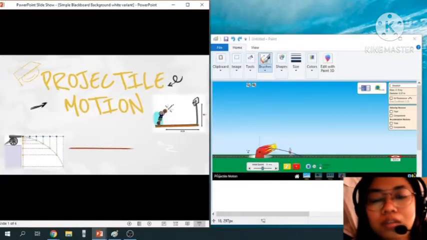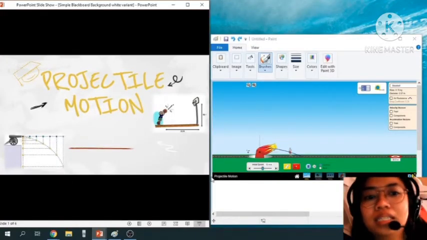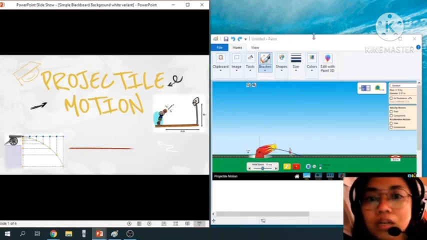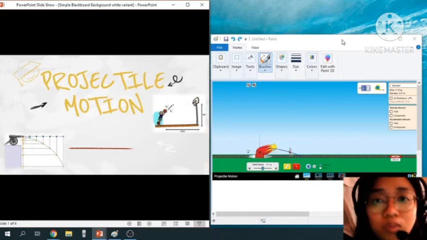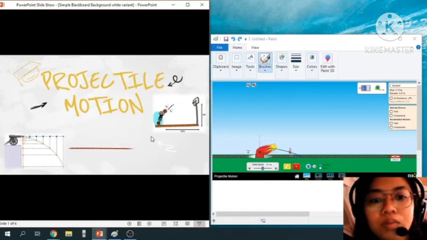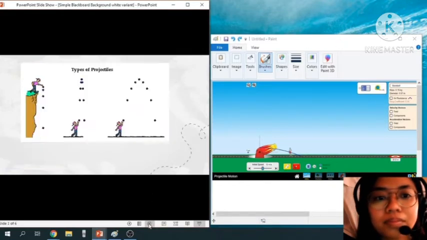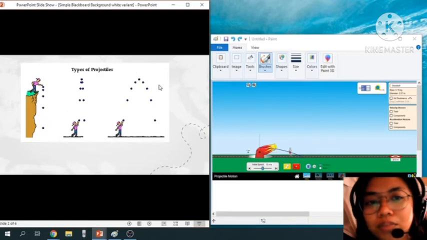Going to talk about projectile motion. Okay, so in projectile motion, it is under kinematics also, which is describing the motion. Okay, so in projectile motion, these are the types of projectile motion.